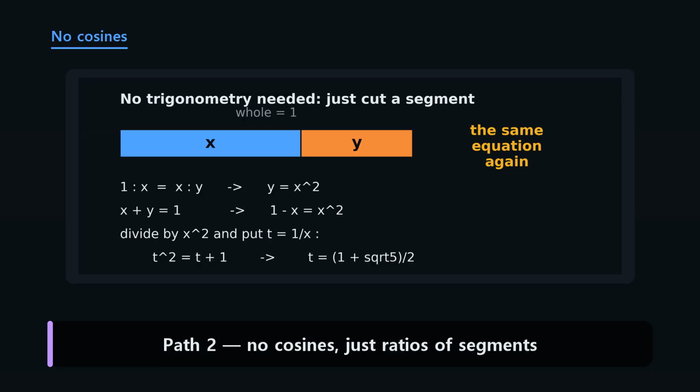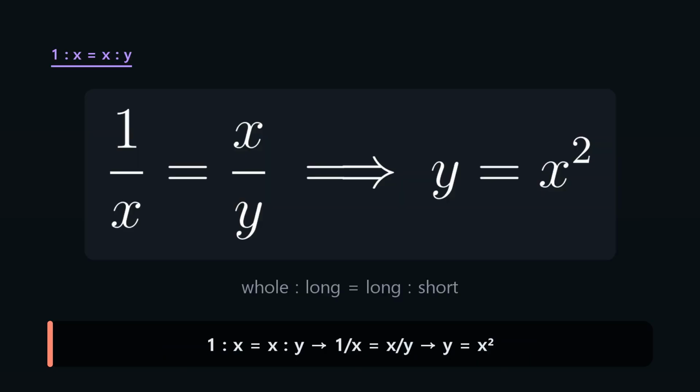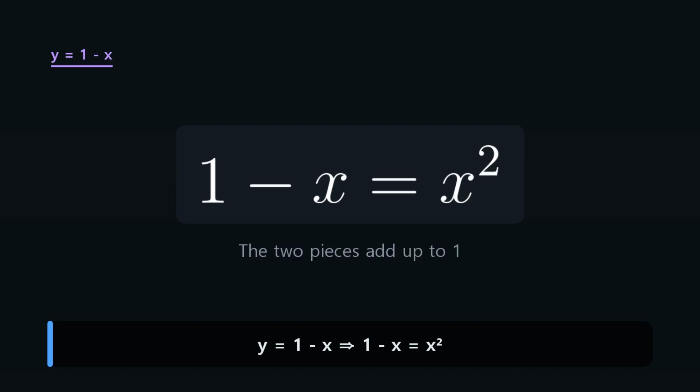Here comes the second path. We can reach the same conclusion far more simply with no messy cosine computation at all. Let the whole be 1, the long piece x, and the short piece y, then write down the definition of the golden section exactly as it stands. But y was 1 minus x. Put the two together and 1 minus x becomes x squared.